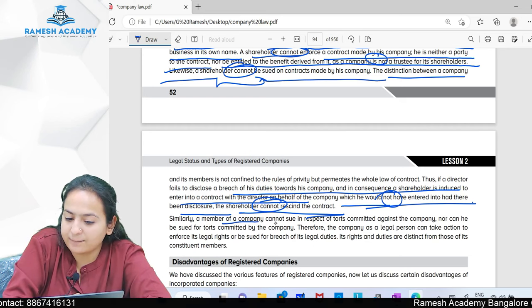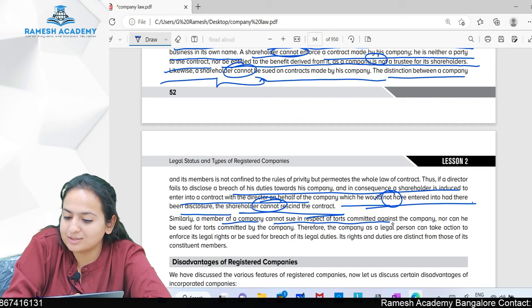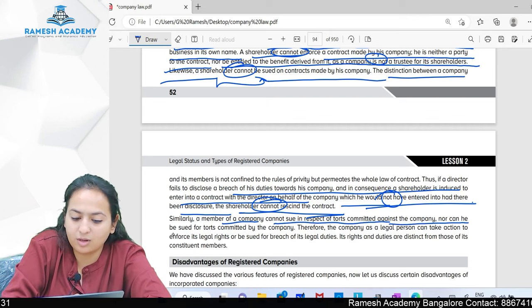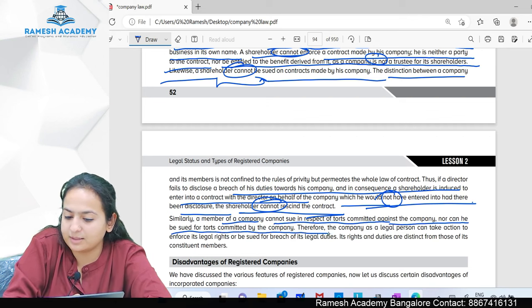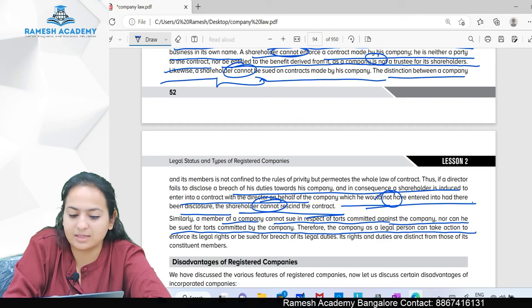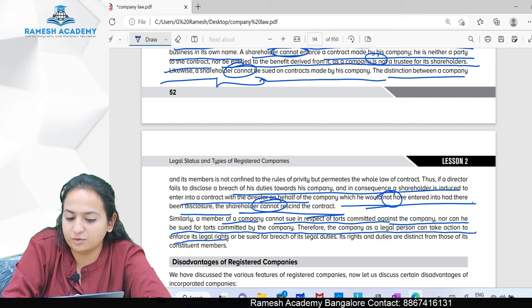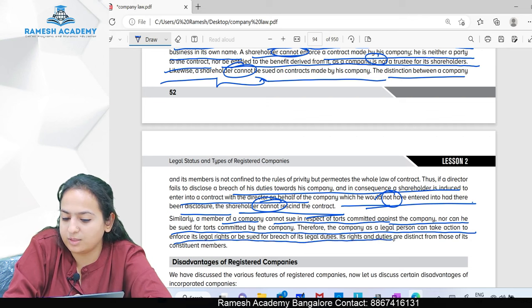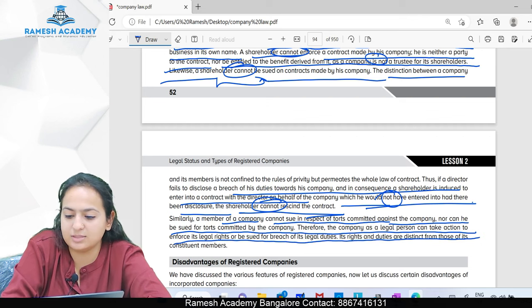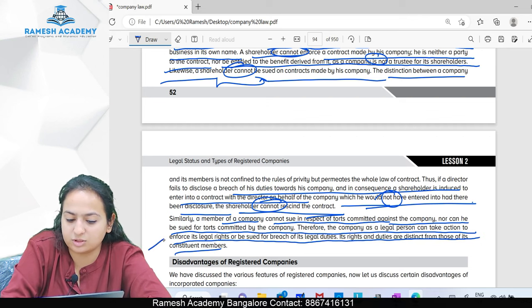Similarly, a member of the company cannot sue with respect to torts committed against the company, nor can be sued for the torts committed by the company. Therefore, a company as a legal person can take action to enforce its legal rights or be sued for breach of its legal duties. Its rights and duties are distinct from those of its constituent members.